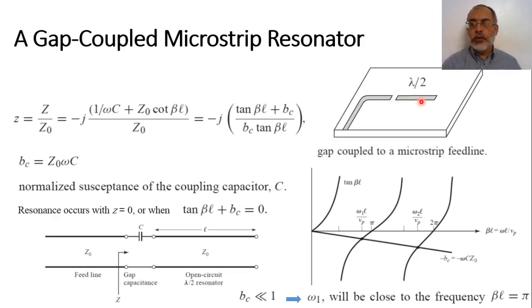Assuming that we have an open circuit microstrip line resonator of length lambda over 2, which has an input impedance equal to minus jZ naught cotan beta L, and beta L in this case is pi, so cotan pi is infinity, and this corresponds to a parallel RLC circuit or parallel RLC resonant circuit.